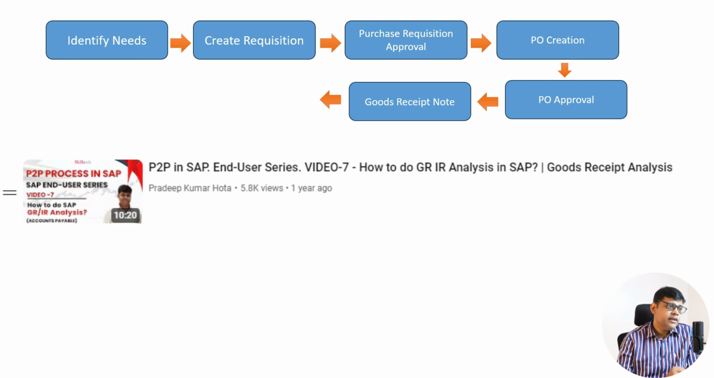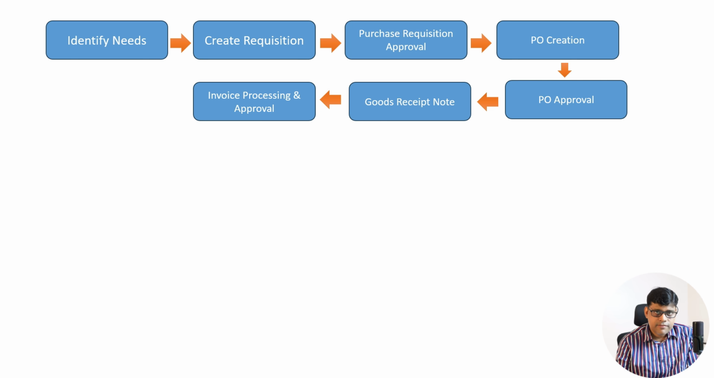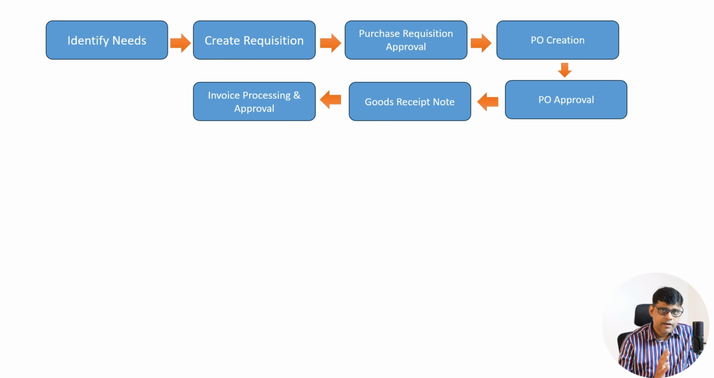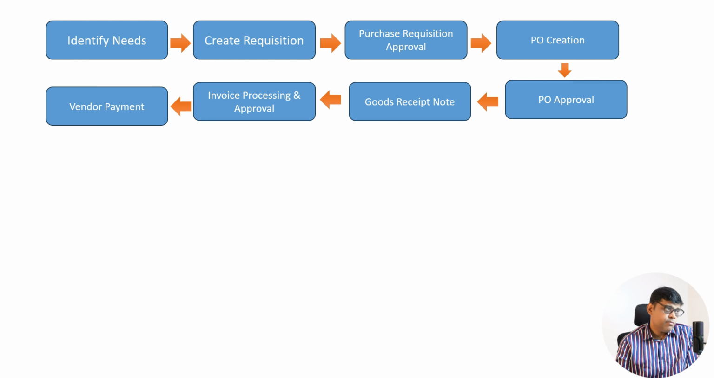Goods receipt note. Then next will be the invoice. So everything is okay, two-way, three-way matching, all this done. Now we are going to process the invoice, because we are going to accept this particular material or this particular consignment. So invoice processing and approval, then finally your vendor payment. So the process started from identifying the need, and it is going to end with the vendor payment.